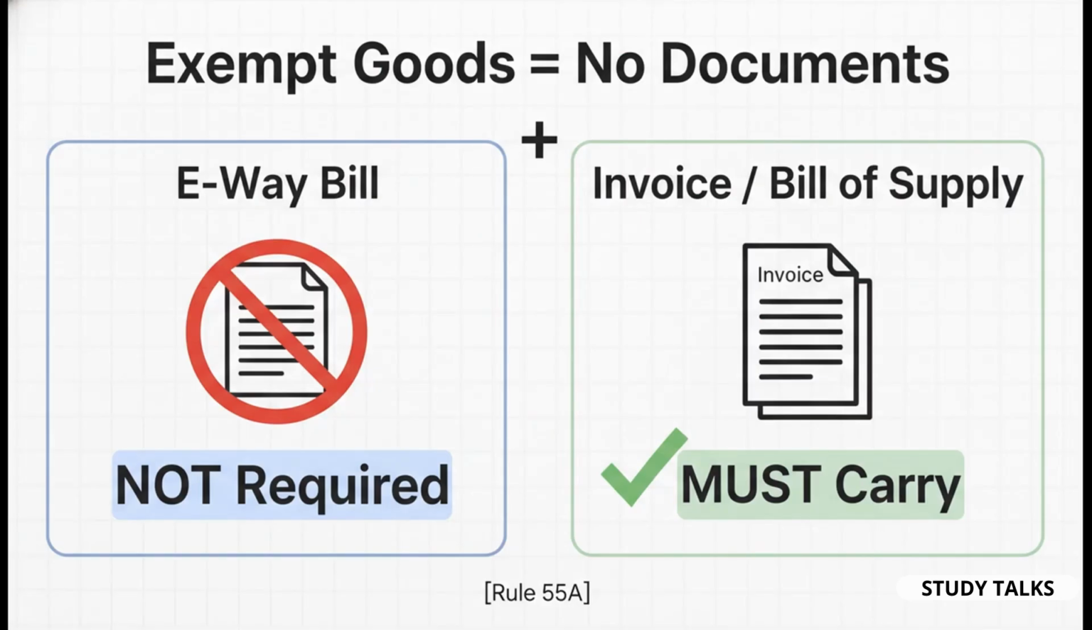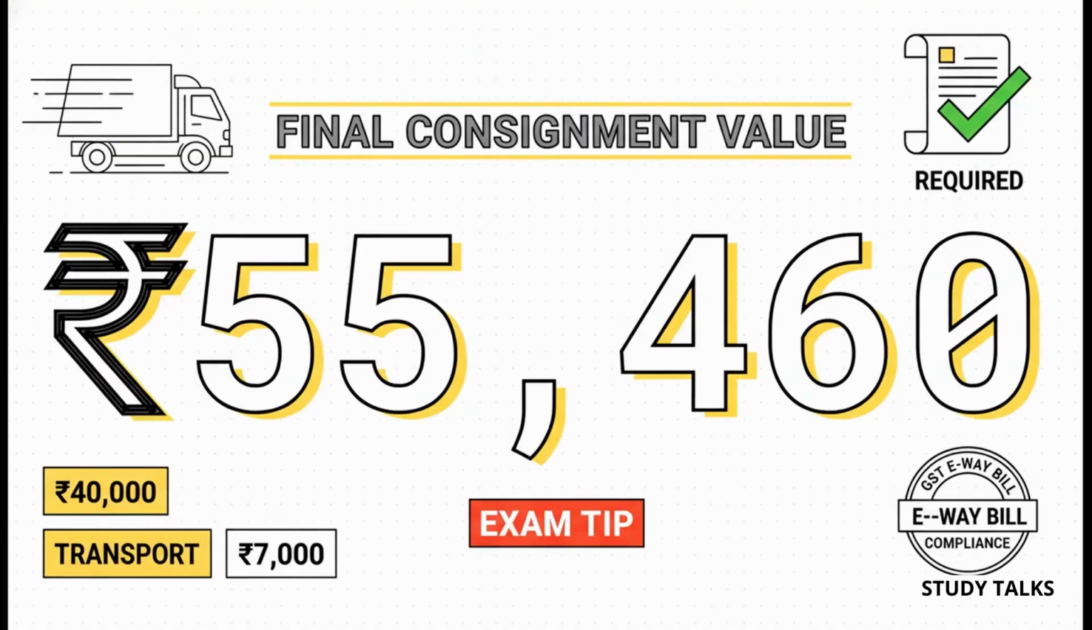Okay, one last but super important rule before we go back and solve our opening problem. Let's say you're transporting goods that are on that exemption list, so no e-way bill is required. Does that mean the driver can just hit the road with no documents at all? Nope, absolutely not. Rule 55A makes it clear, even if an e-way bill isn't needed, the driver must still carry the basic document, like the tax invoice or the bill of supply. Don't forget this.